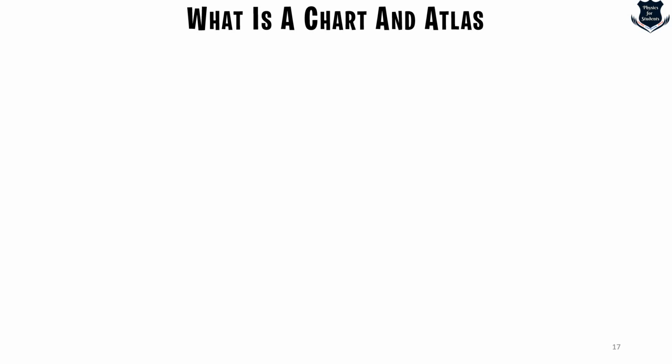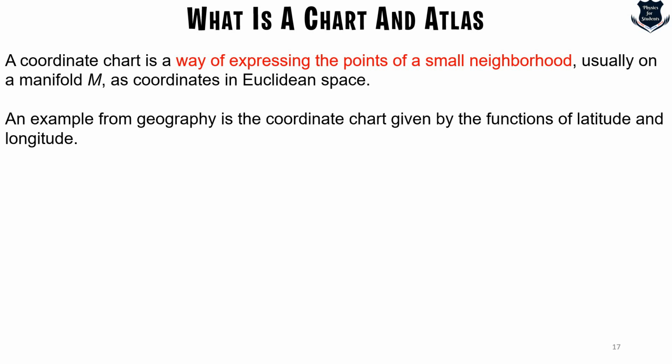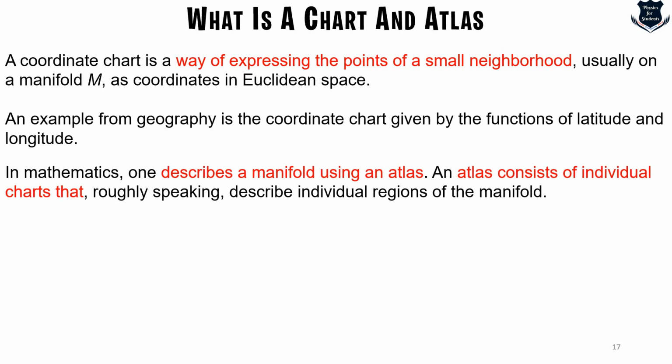Things will become clear. Here you see a coordinate chart is a way of expressing the points of a small neighborhood. If you do not understand what a neighborhood is, go to my video on topology. I have defined what a neighborhood is. This is just the nearing points. An example from geography is the coordinate chart given by the functions of latitude and longitude.